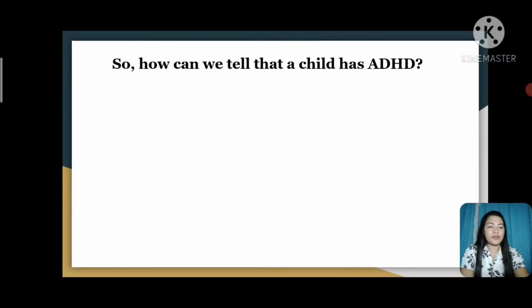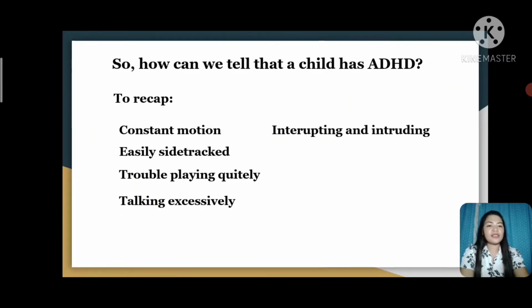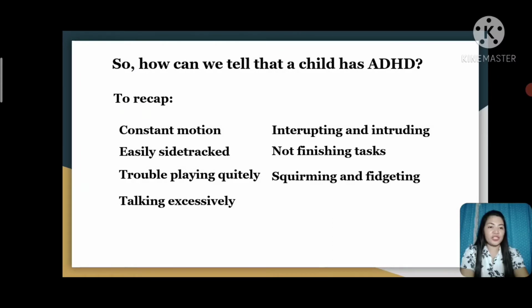To recap, some common symptoms are constant motion, easily sidetracked or distracted, trouble playing quietly, talking excessively, interrupting and intruding on others, not finishing tasks, screaming and fidgeting, acting impulsively, and frequently forgetful. The next video will give you more information about ADHD.